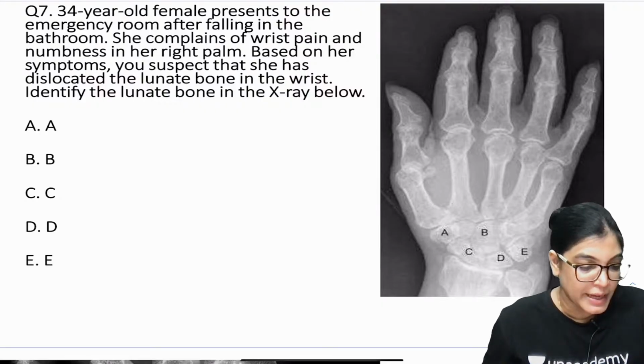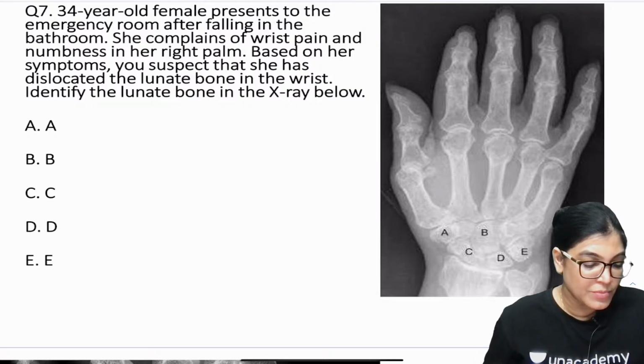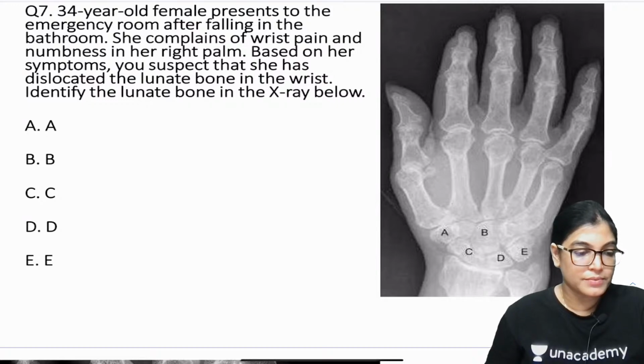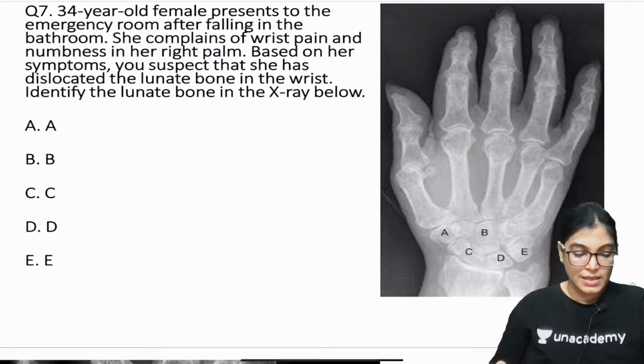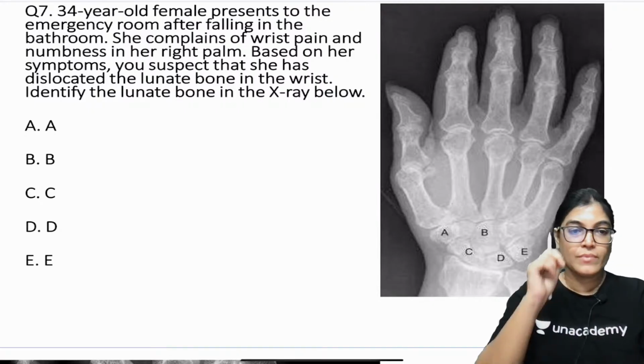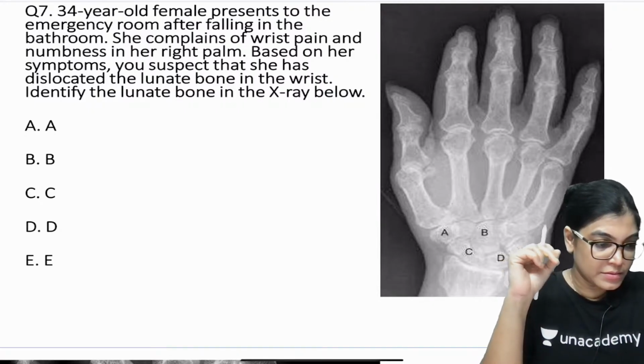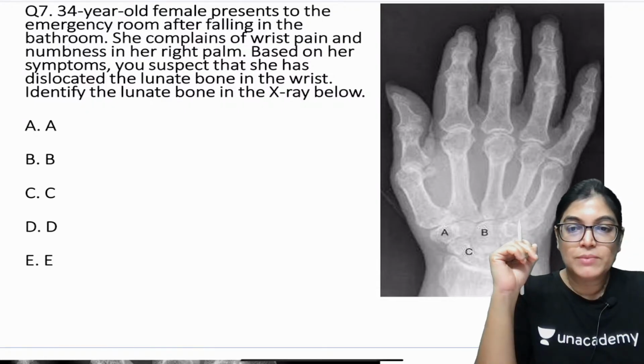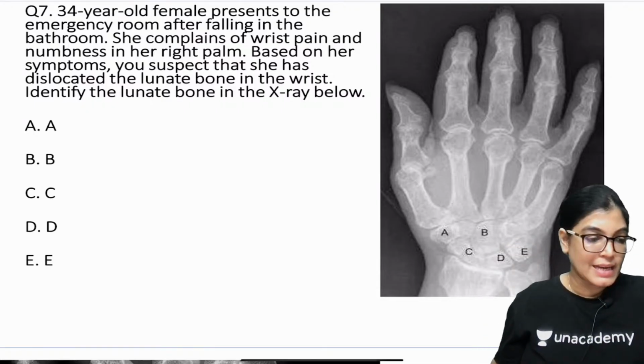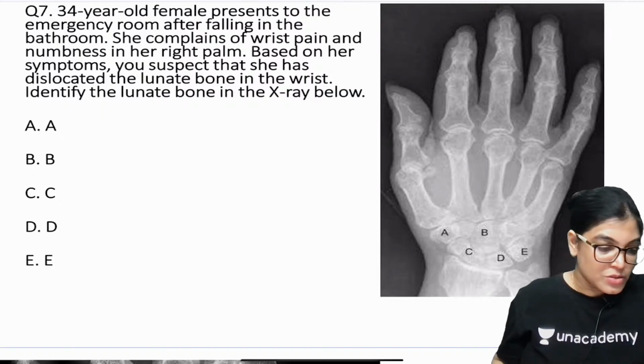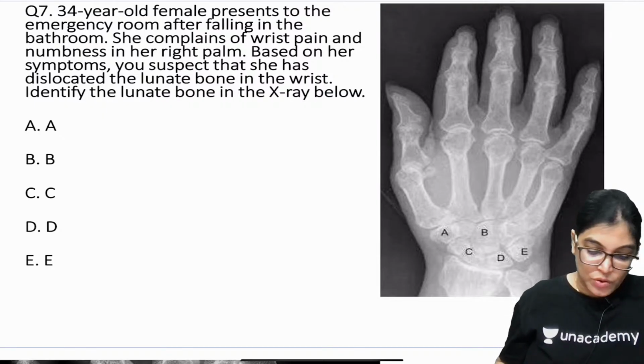Which is the lunate bone? Take your time. Devnath is telling C. Mahfij is telling D. Kabir is telling D. Okay, a mixed bundle of answers is coming up. Question number 7. What is the right answer here? Many of you are telling D and few of you are telling C.